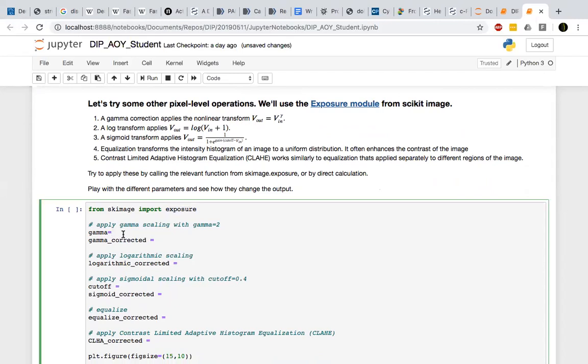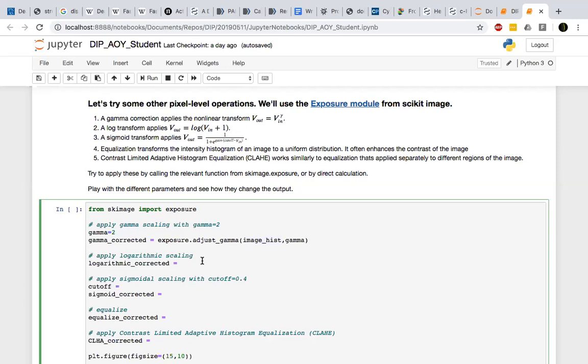So I said I want gamma equal 2. And then exposure dot something like that, right? Gamma corrected? No, just gamma. Just gamma of image hist and gamma. So if you looked at the manual, basically, you saw that the function adjust gamma has two inputs. One is the image, and one is which gamma do you want to use. So what number to put here.